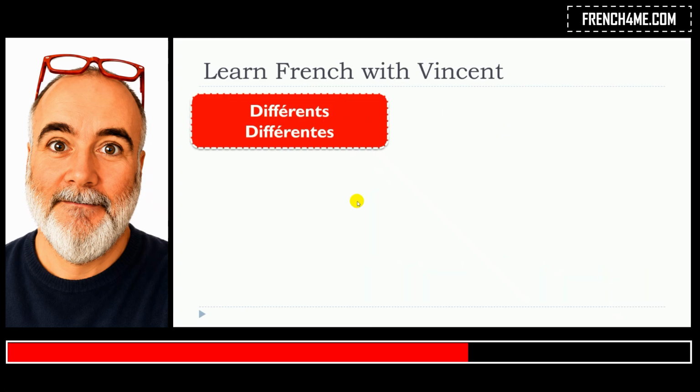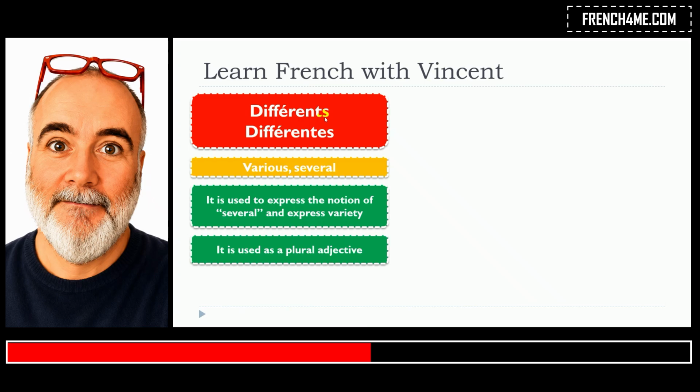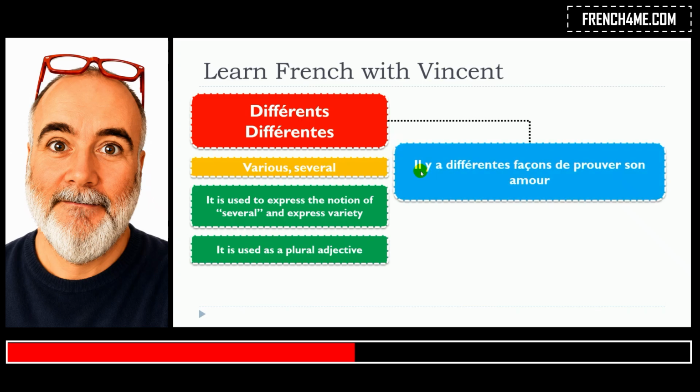So this lesson is about différents, différentes. And they mean various, several. So it is used to express the notion of several and express variety. It is used as a plural adjective, so it means that it will be connected to a noun, and by that function it means that it will be whether masculine if the noun is masculine or feminine if the noun is feminine. So we'll see some examples.